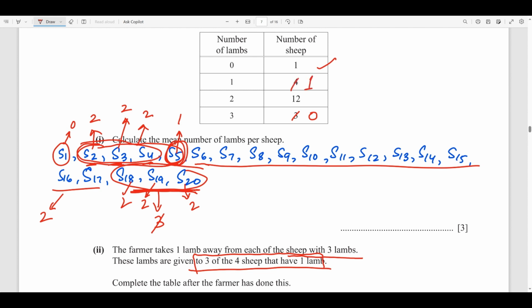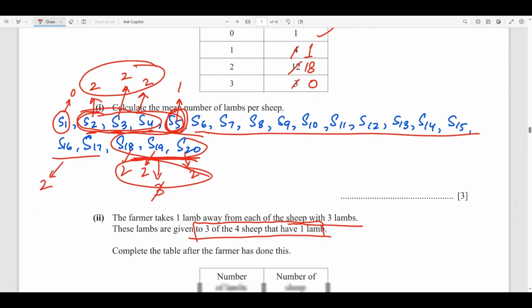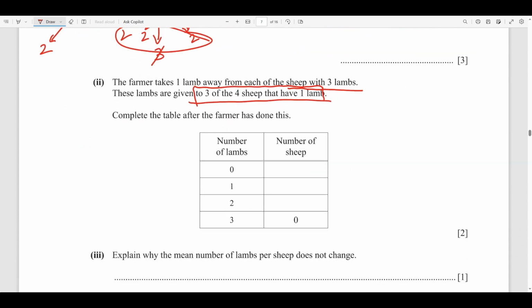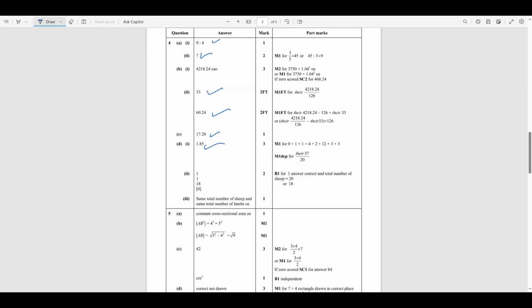And now we're talking about the number of sheep that have two lambs. So previously it was 12, and now there are three more added here and three more added here. So six. That turned out that it's 18, right? So let's try to complete the table. 1, 1, 18, and 0. 1, 1, 18, and 0, right?